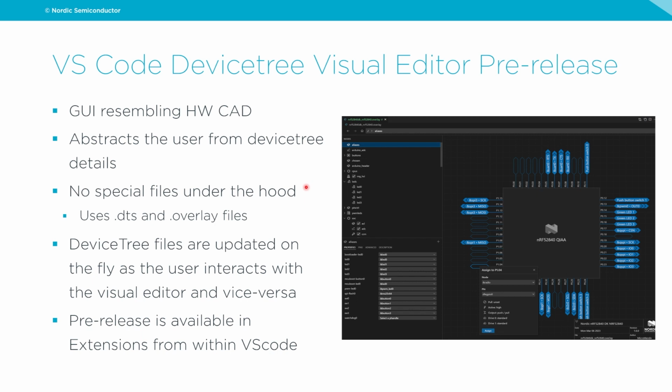And there's already something you can try today. We are introducing a new tool called the Device Tree Visual Editor. That is something you can get as part of the pre-release of the nRF Device Tree extension. It is a graphical user interface, which very much resembles CAD or a hardware design tool for schematics. What this does is abstract all the details from the device tree. So you don't need to get into the device tree details, which can be a little bit difficult to get into, and there's a learning curve associated with that.